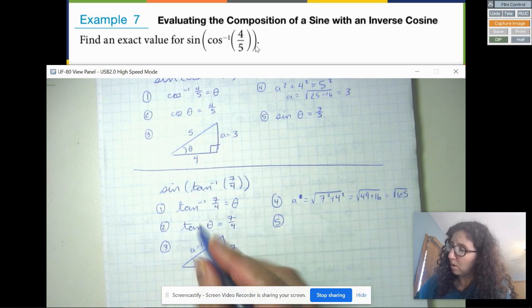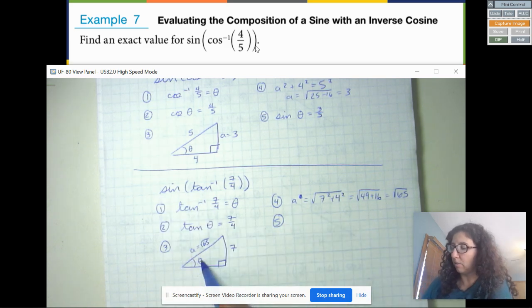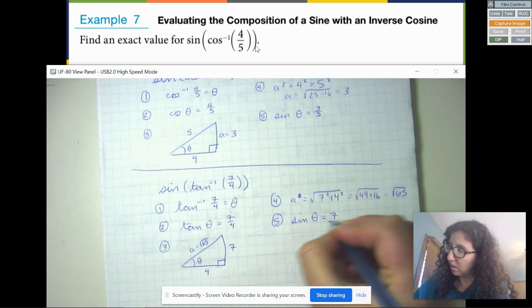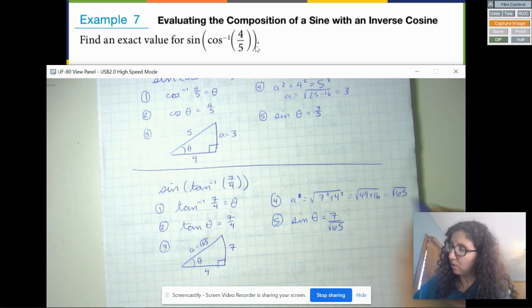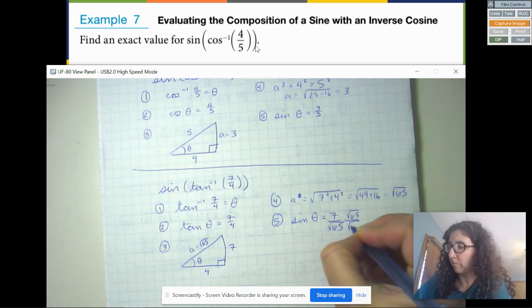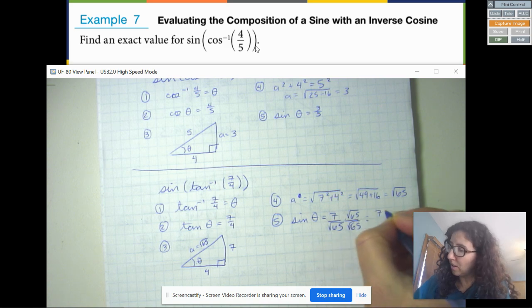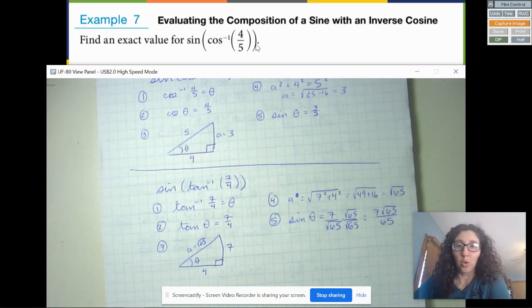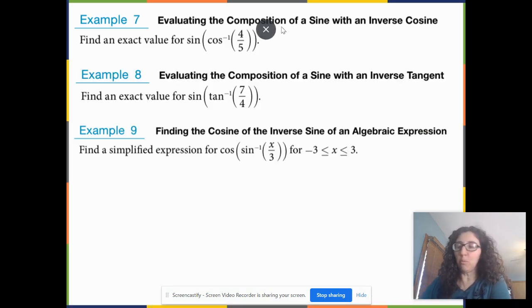5th step, we're going to find the sine of theta. Okay, well, sine of theta is opposite over hypotenuse. So 7 over the square root of 65. We want to rationalize that. We're going to get 7 times the square root of 65 over 65. Got it? Okay, last one is going to get a little more abstract.